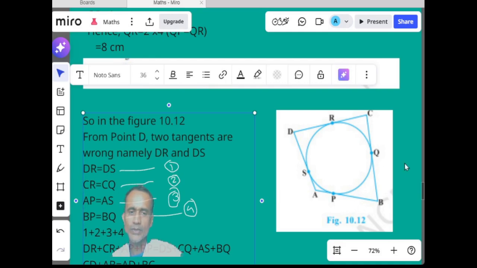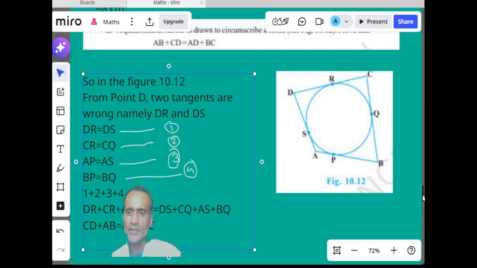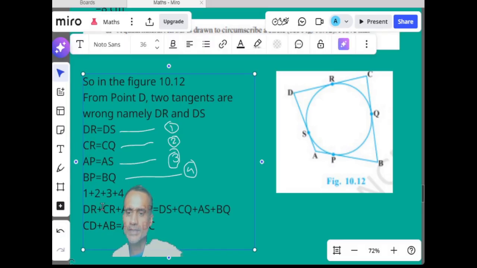So if we add 1, 2, 3, 4, what do we get? DR plus CR plus AP plus BP is equal to DS plus CQ plus AS plus BQ. And DR plus CR is DC or CD. AP plus BP is AB. Similarly, DS plus AS is AD. And CQ plus BQ is BC. So, as we have proved.